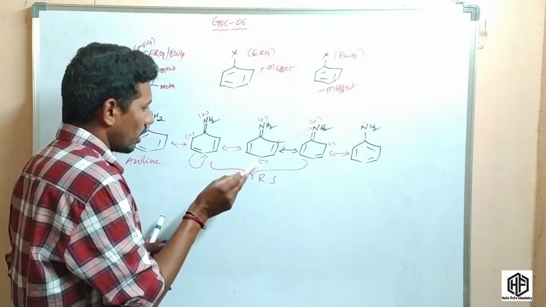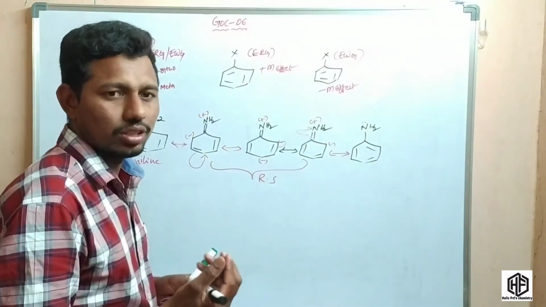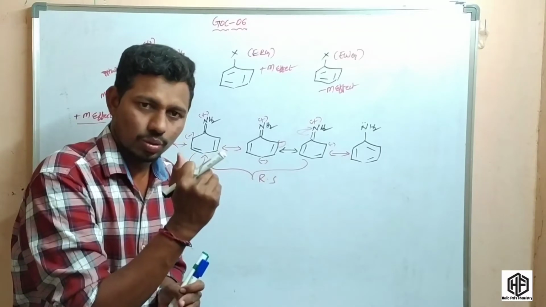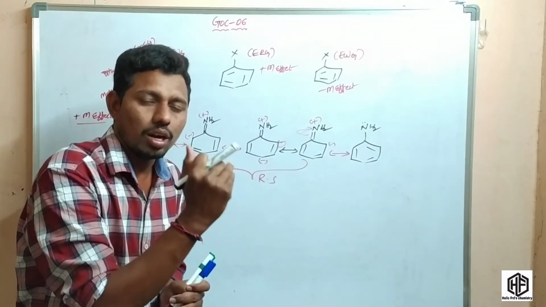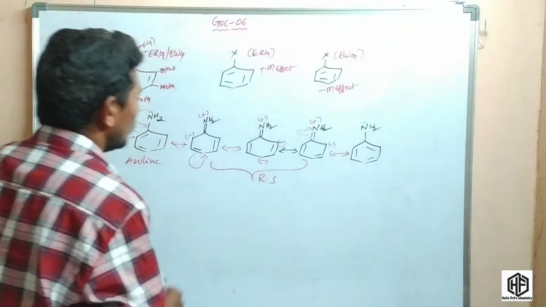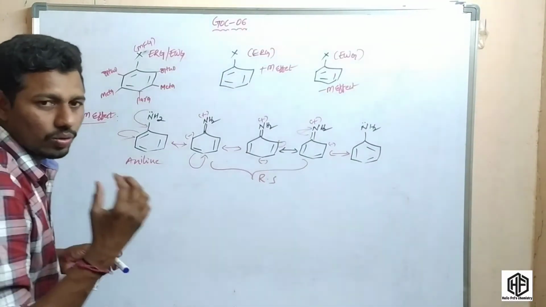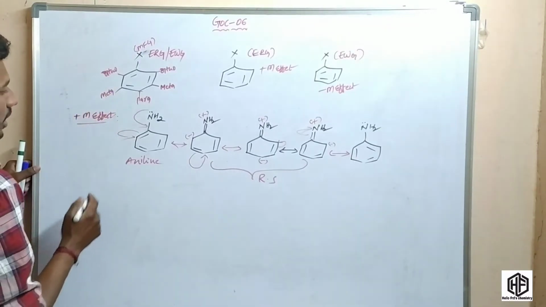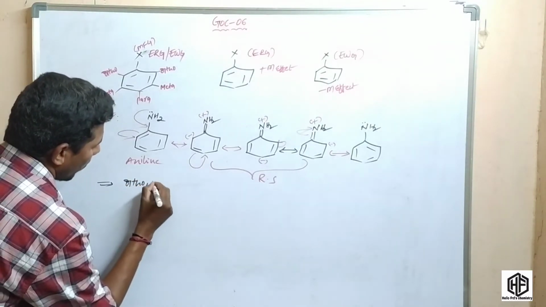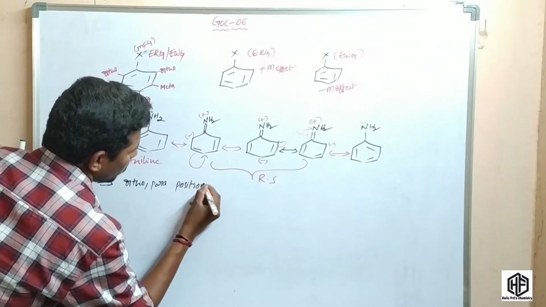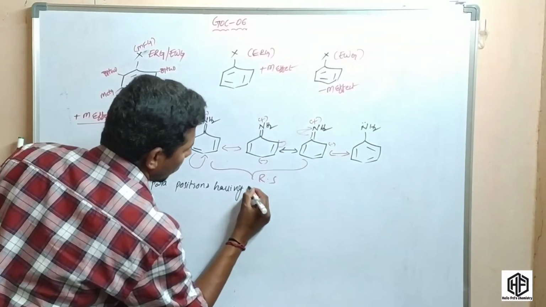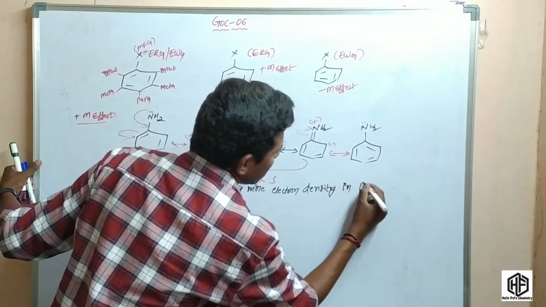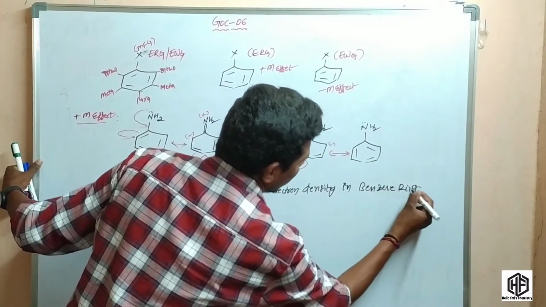These three are resonating structures. Here, the ortho position and para position are getting negative charge, when the benzene ring is connected with an electron releasing group. The ortho position and para position have more electron density. What is the conclusion here? The note: in an electron releasing group, when the plus M effect is present in the benzene ring, it causes the ortho and para positions to have more electron density in the benzene ring.